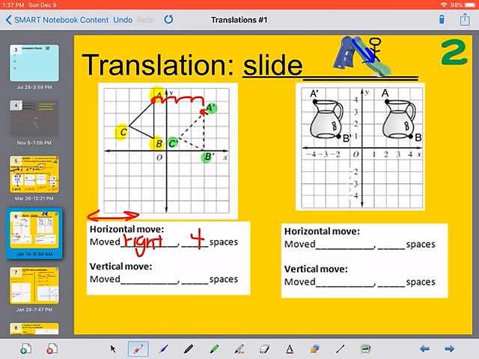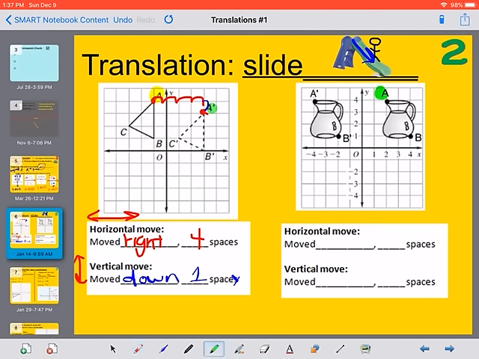Then our vertical move, up and down. Vertically we moved down 1. Down 1 space. We don't need the S on there. Move down 1 space. Any of our points move to the right 4, 1, 2, 3, 4, and down 1. All of them move to the right 4 and down 1 to get each of our new points. You don't need to move all the points, just move 1.